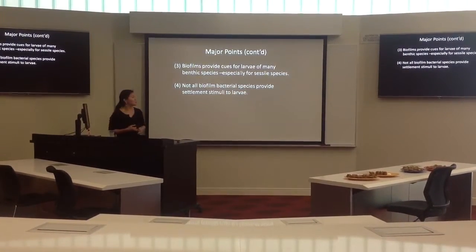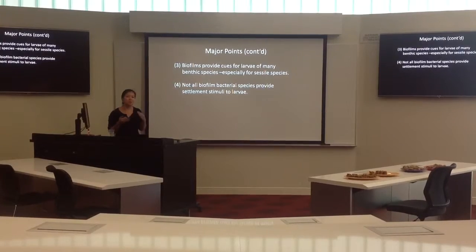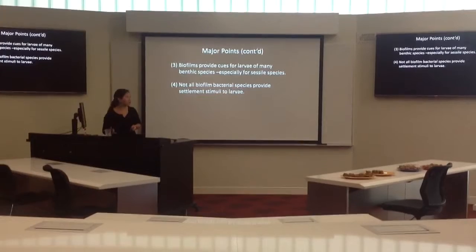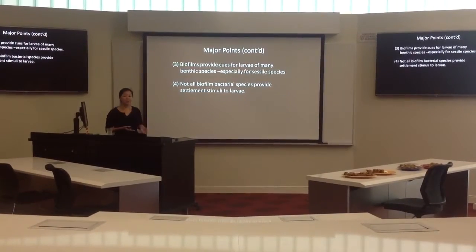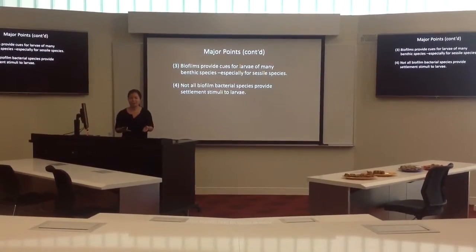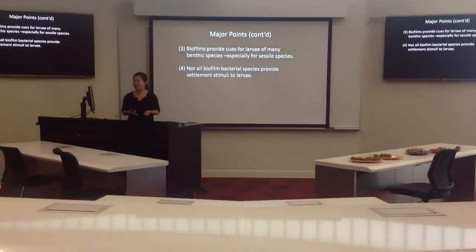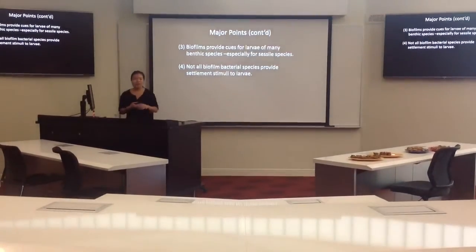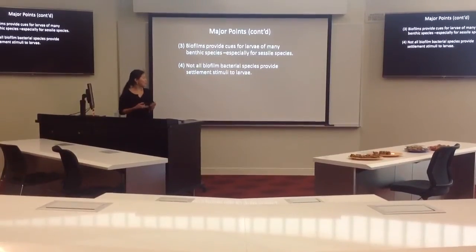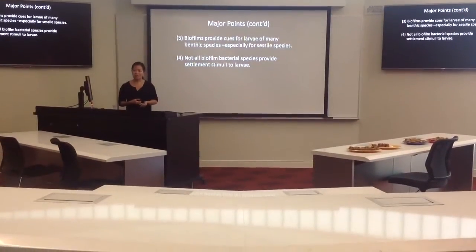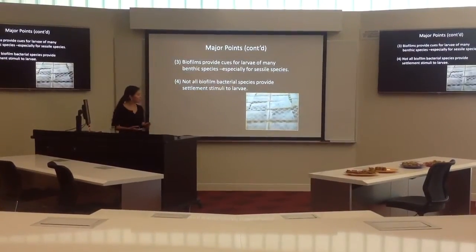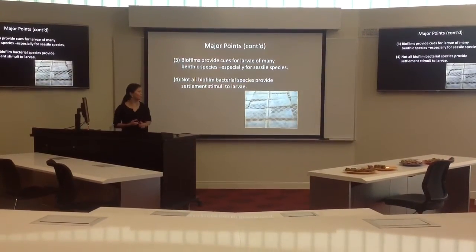And biofilms, which are defined as matrix-enclosed populations of bacteria that adhere to each other and to surfaces, also provide cues for many other types of larvae, especially those that are benthic species and sessile species. However, not all biofilm bacterial species are inductive, so not all bacteria are the same. And here's a picture, for example, of some biofilm.